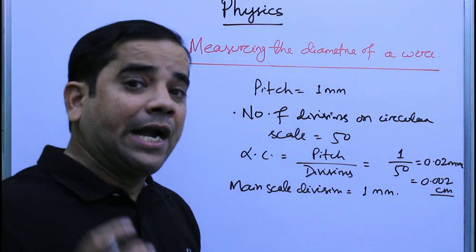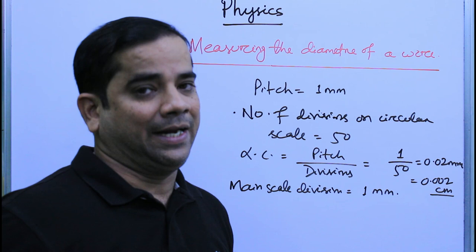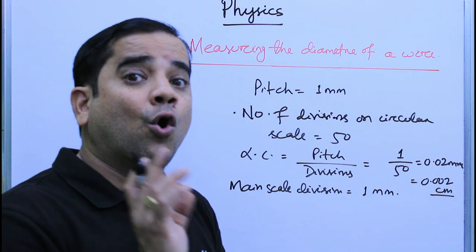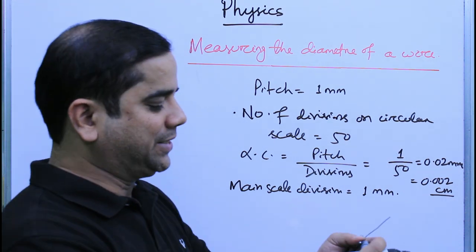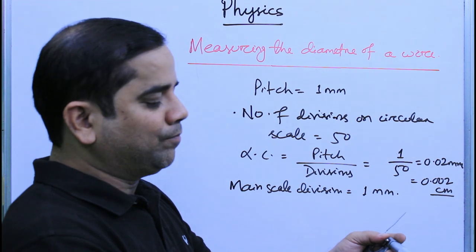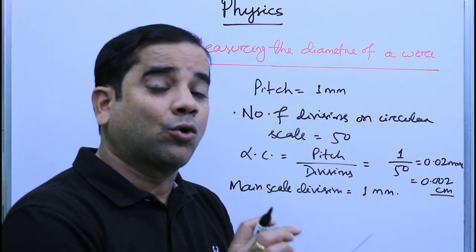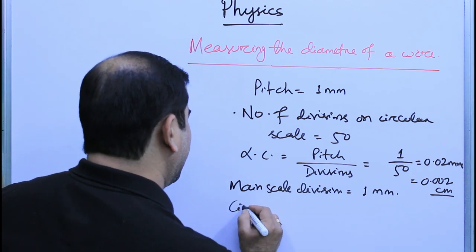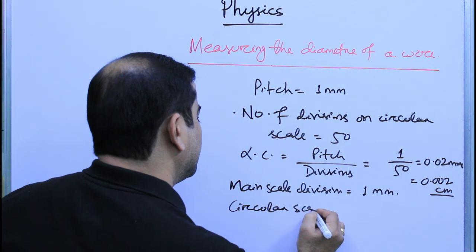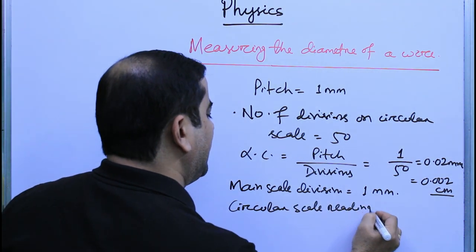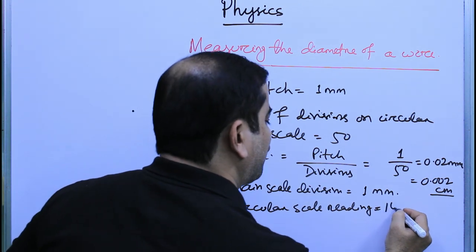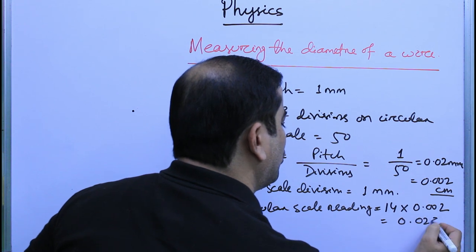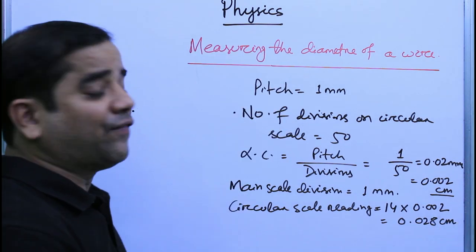Now I need to find out the circular scale reading. So how can I get it? I need to check which division of the circular scale coincides with the baseline of the main scale. Let me check then. Here the 14th division of the circular scale coincides with the baseline of the main scale. So, what should be the circular scale reading then? The circular scale reading would be the number of divisions, that is 14, into the least count 0.002. So it gives me 0.028 centimeter.